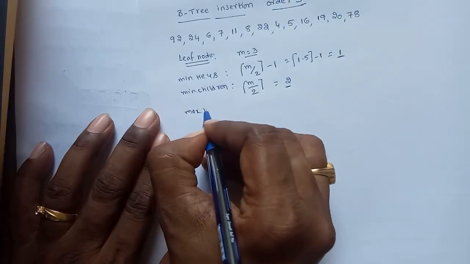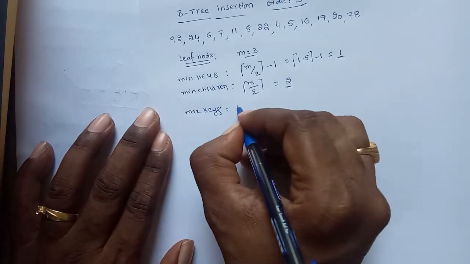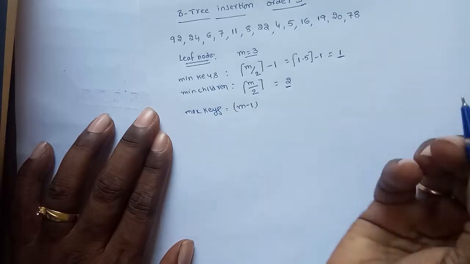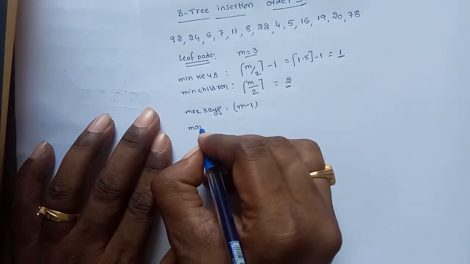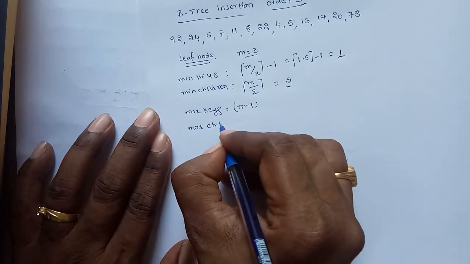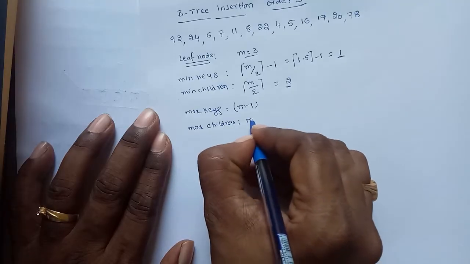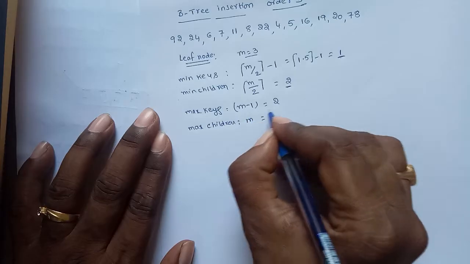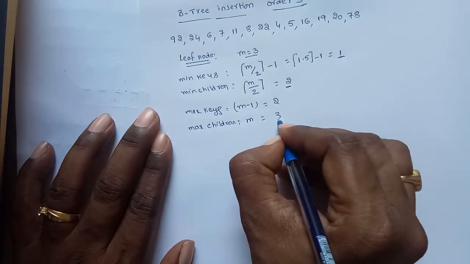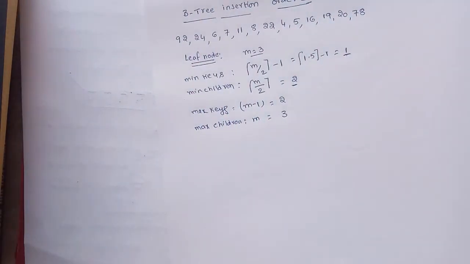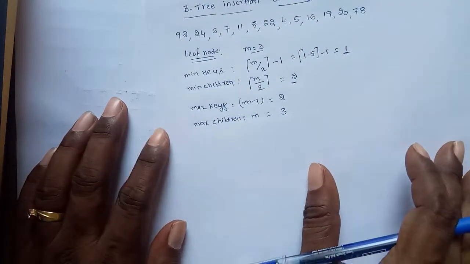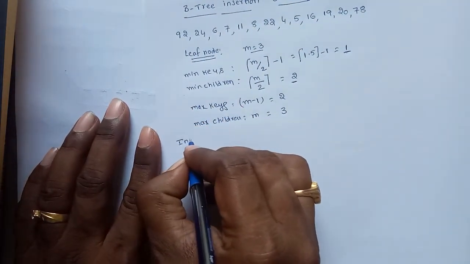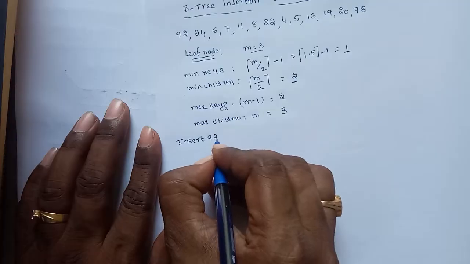Similarly, the maximum keys are m minus 1 and the maximum children are m. So m minus 1 means 2, that is the maximum keys. M is 3, the maximum children. These are the conditions. Now first, insert 92.